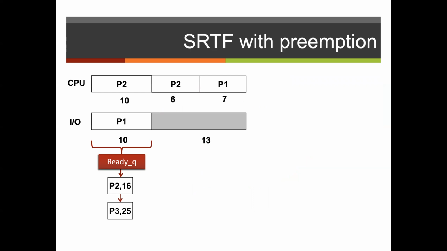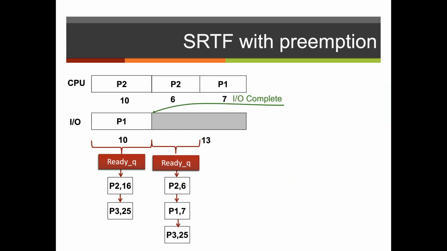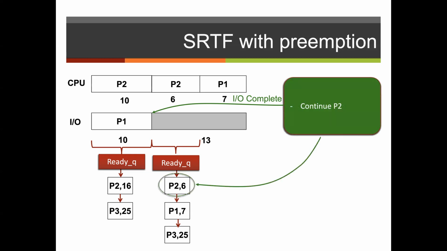And in this case, we have P2 and P3 available on the ready queue. We can add P1. P2 now has a time of 6, P1 of 7, and P3 of 25. And so this will result in us continuing with P2.